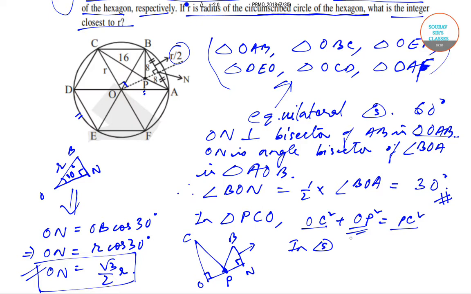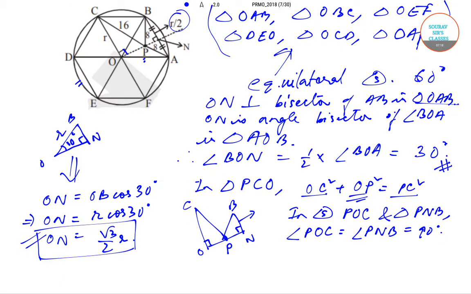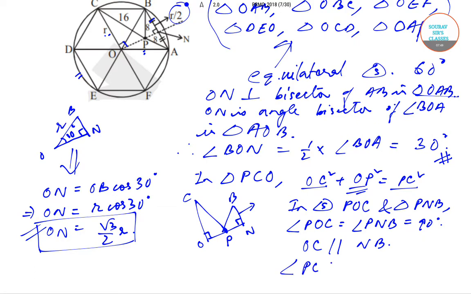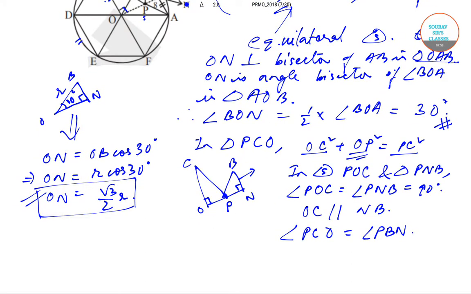We can write that in triangles POC and PNB, angle POC is equal to angle PNB, and both of them are equal to 90 degrees. This is one condition that we have got. The next condition is that OC is parallel to NB, as you can see over here. And then we also have angle PCO equal to angle PBN. So therefore there is a similarity between these two triangles, triangle POC is similar to triangle PNB.